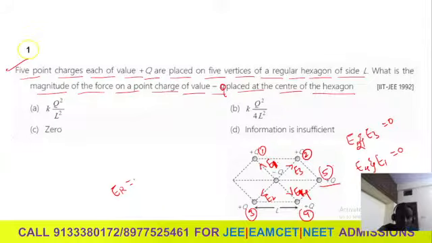So I can say here K into Q into minus Q, of course. Direction they did not ask, they're just asking the magnitude of the force. Should be minus actually, KQ square by, let the side length be L. So you can say L square. So minus KQ squared by L square it will be.